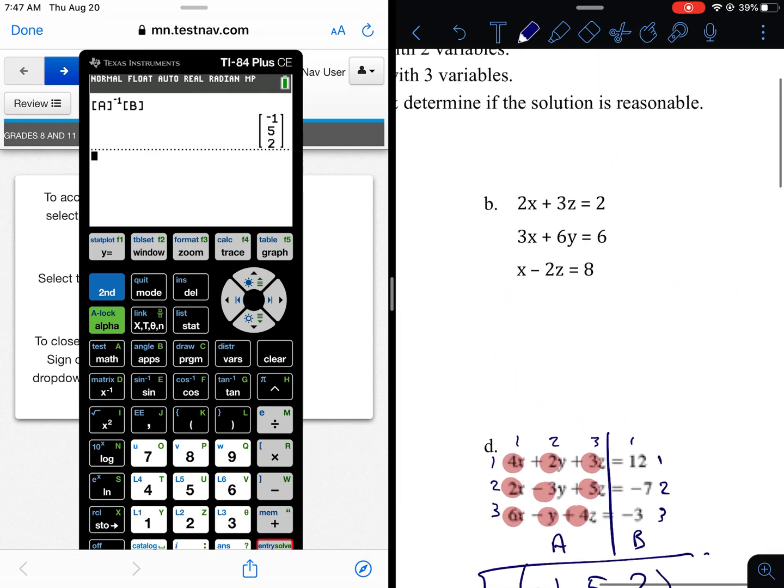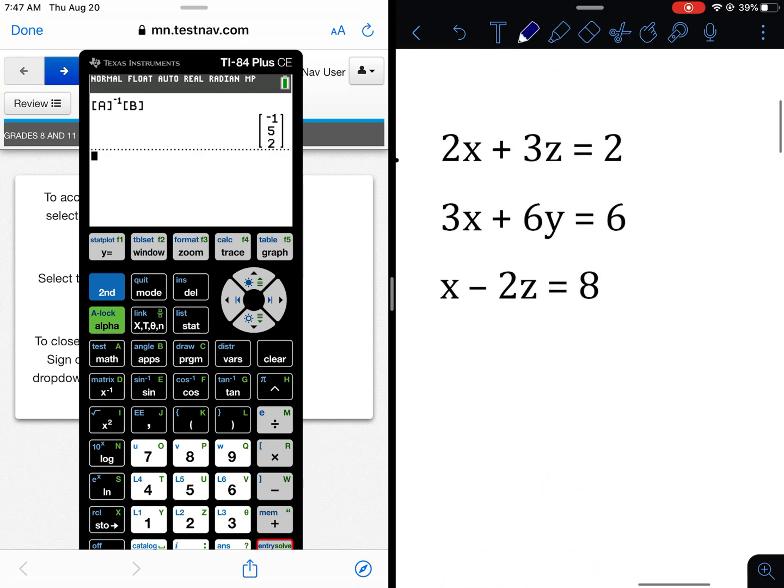Now, a question comes up with something like this. This is 3 equations, and there are 3 variables. There is an X and a Y and a Z, but not all the equations have all the variables. So you will always have, in a 3-variable system, an X and a Y and a Z. But when you go to put this in the matrix, for example, the first equation doesn't have a Y. So it'll be 2. Now, since there's no Y, you're going to fill the Y with a 0, and then the Z is 3.